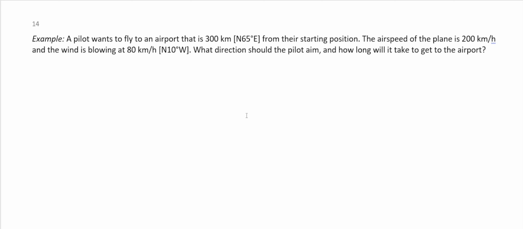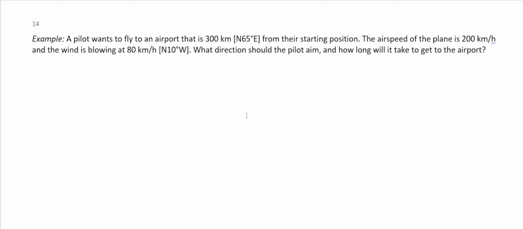All right, we are on to our final example. A pilot wants to fly to an airport that is 300 kilometers north, 65 degrees east from their starting position. The airspeed of the plane is 200 kilometers per hour, and the wind is blowing at 80 kilometers per hour north, 10 degrees west. What direction should the pilot aim, and how long will it take to get to the airport?